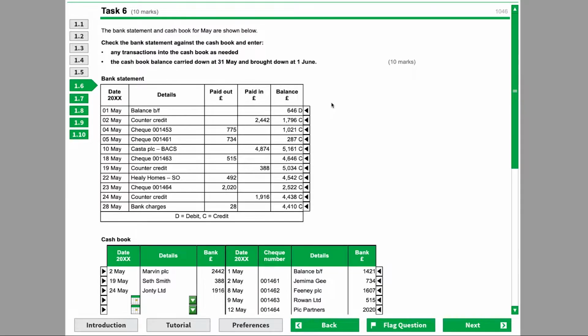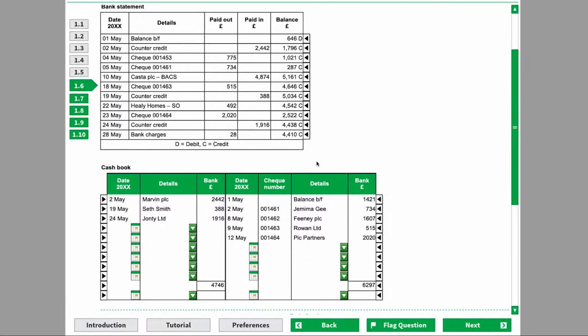So in this question, what I would recommend doing is selecting, using the arrows just here and down here, both the transactions that appear in the cash book and in the bank statement. So we'll start off by doing that within this question. You can do these in any order, just make sure you're matching them up correctly. So let's have a look then.